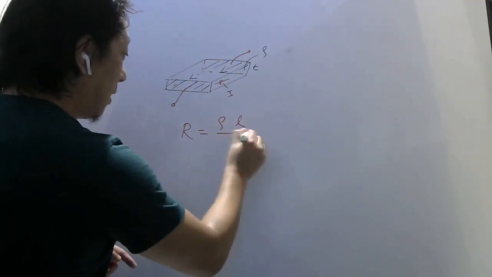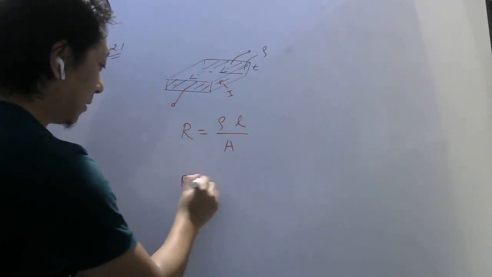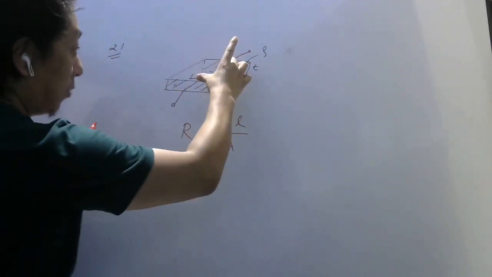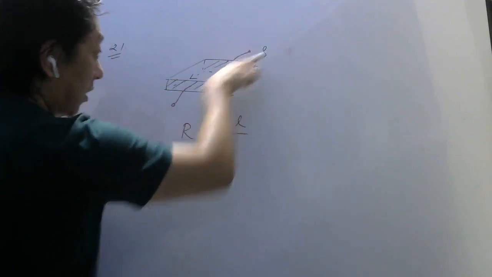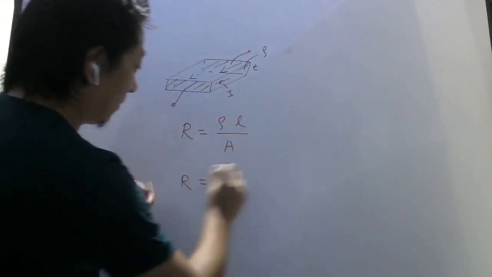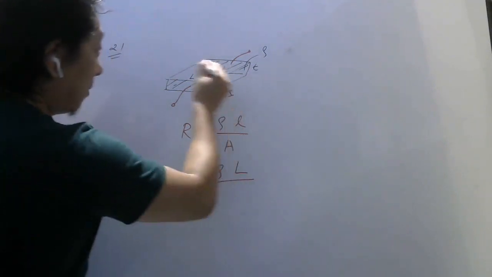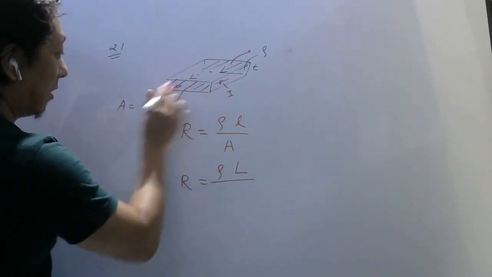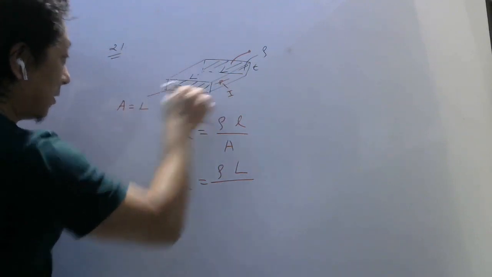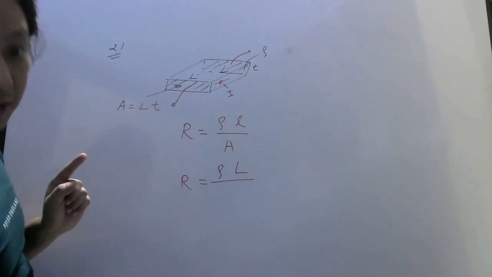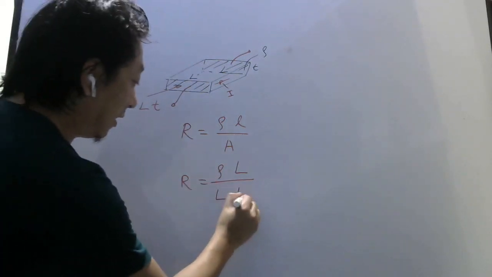Rho L by A, this is how we write. Now L should be measured along the current. So if you want the resistance between these two, current will flow this way, so the length will be this length, which is how much? L. And the area will be this area. This side is L, this side is T, so the area is L into T. It's a rectangle, no? So area will be L into T.